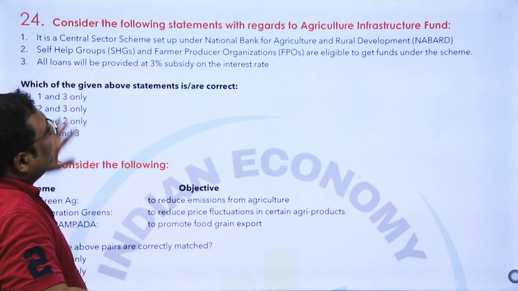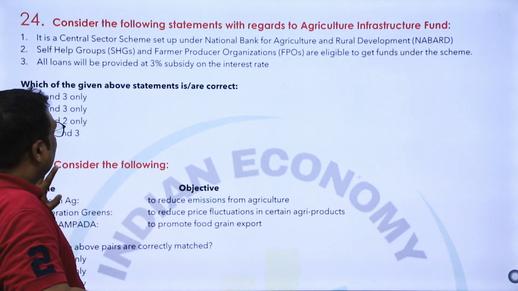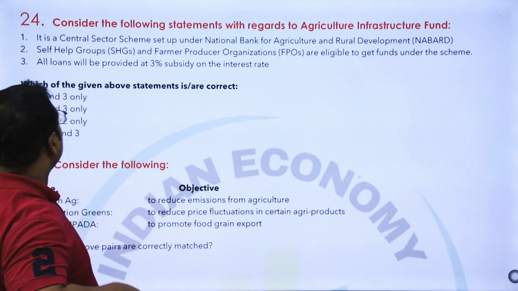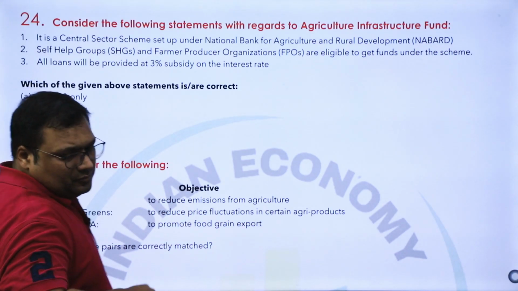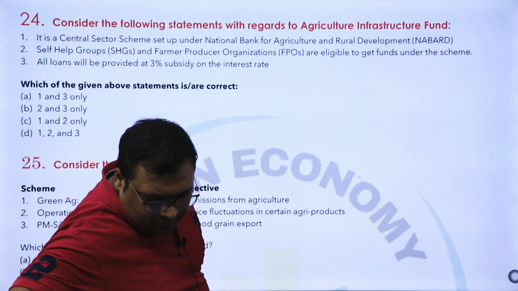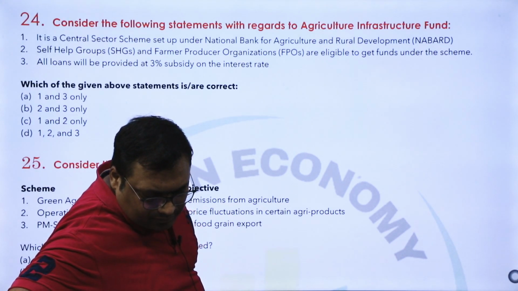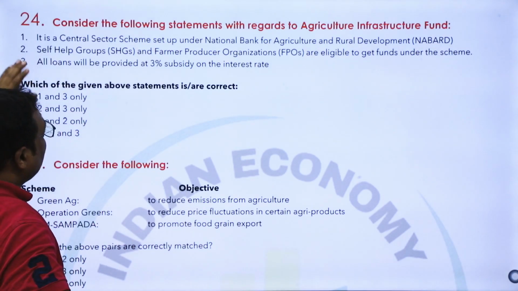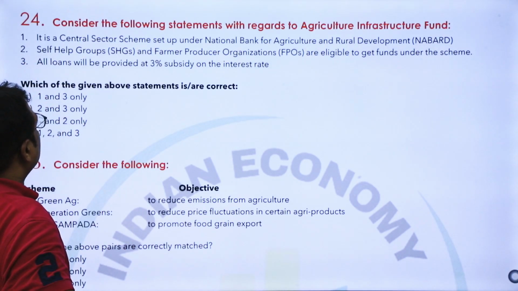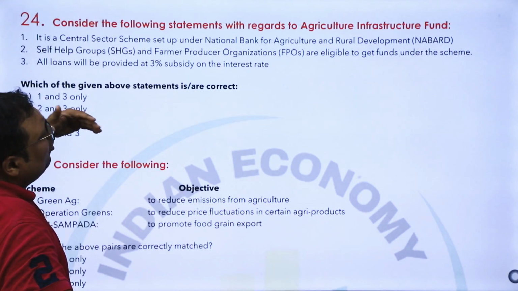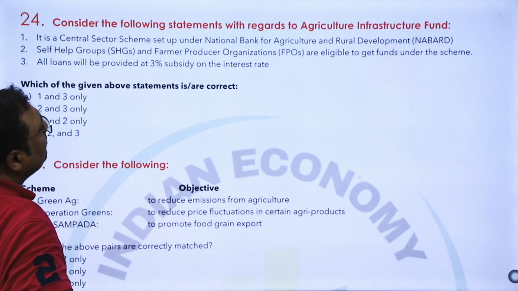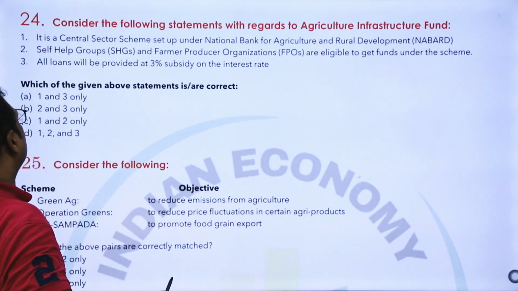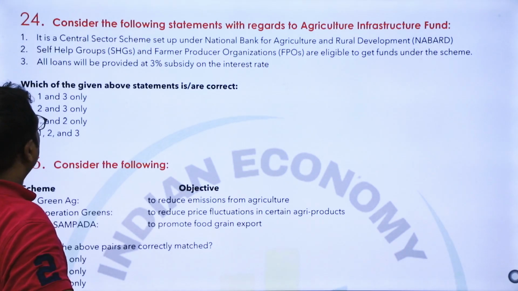24 is about the Agriculture Infrastructure Fund. This you can check with the hint. So the answer in this case is both statements are correct. Just give me 1 second, please. Okay, let me see it. It is a central sector scheme under NABARD. That is correct. It is an infrastructure fund after all. SHGs and FPOs are eligible to get funds under the scheme. That is also correct. All loans to be provided at 3% subsidy on interest rate. That is also correct, by the way. So it is D, 1, 2, 3.